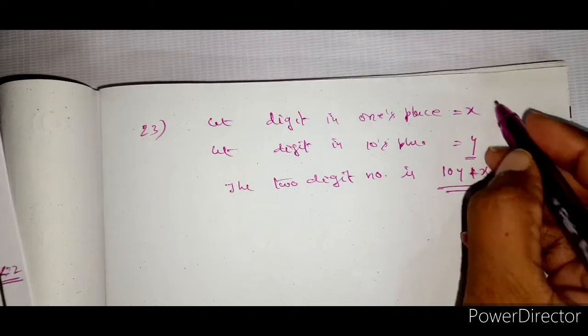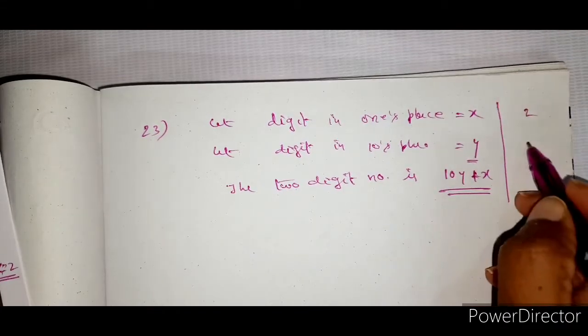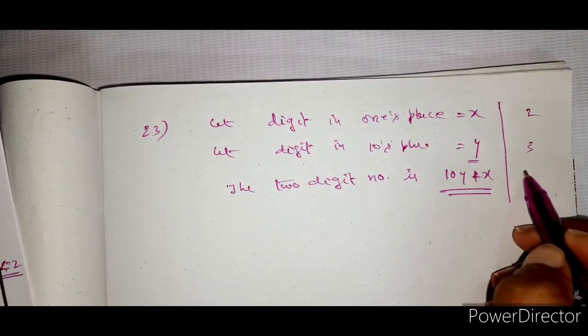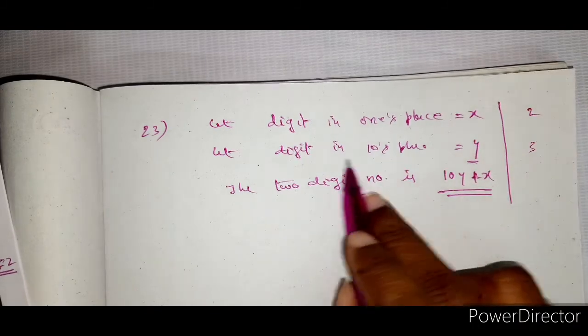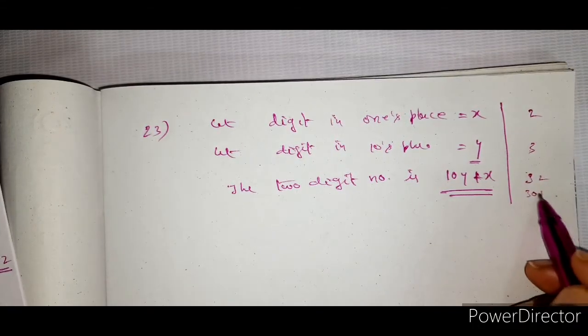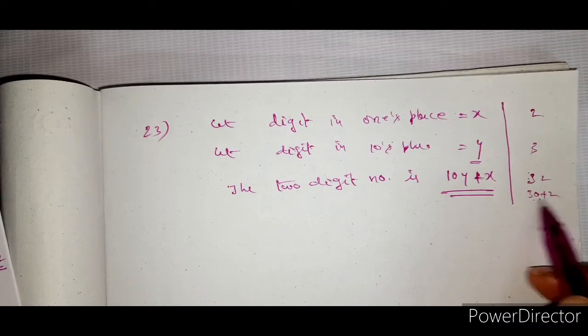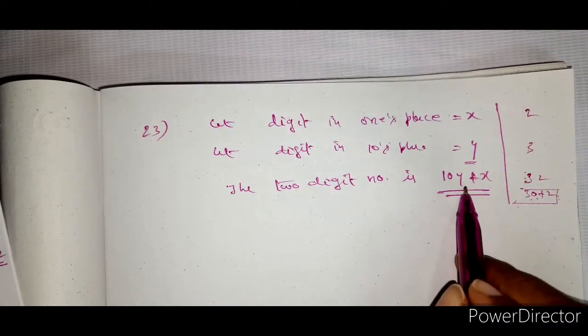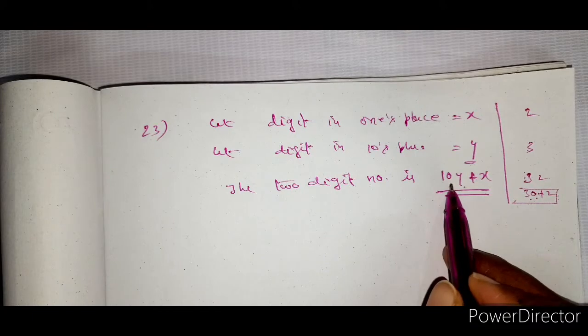Example, I will explain. If I take this as 2 and this as 3, that is 32. 32 is a 2-digit number, because in the tens place you are having 3, and 2 in the ones place. That means it is 30 plus 2, that means 3 into 10 plus 2. The same logic is here.